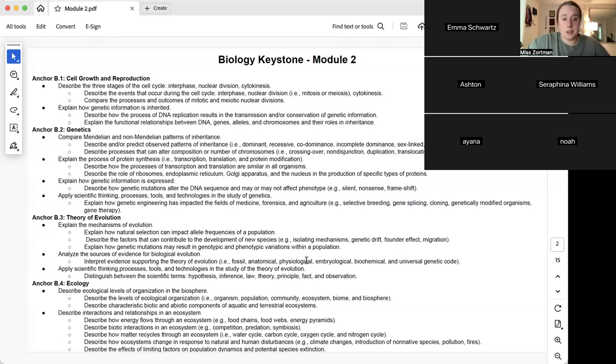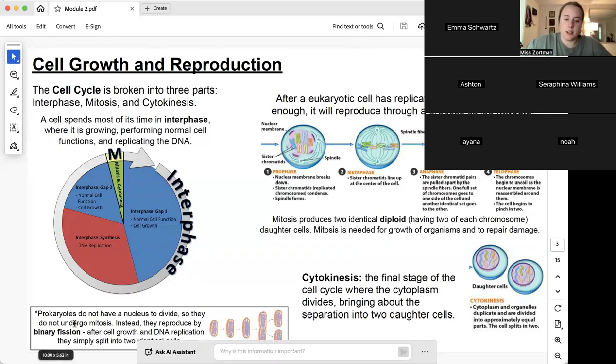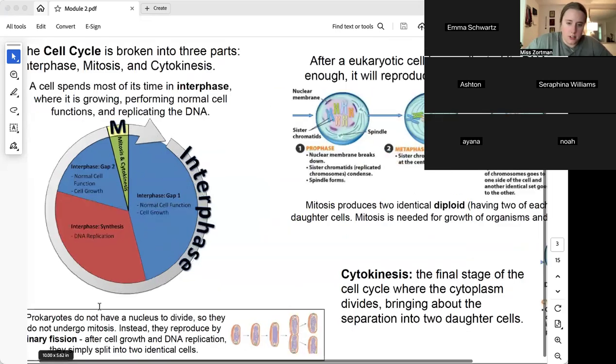I'm going to do my best to get through, especially some of the harder units, but without, again, taking a million years to do so. So let's get started. All right. One of the bigger units, I'd say, that's on the Keystone tomorrow is your cell growth and reproduction unit, which is mitosis, meiosis, and the often forgotten about binary fission. So I'm actually going to start down here with binary fission.